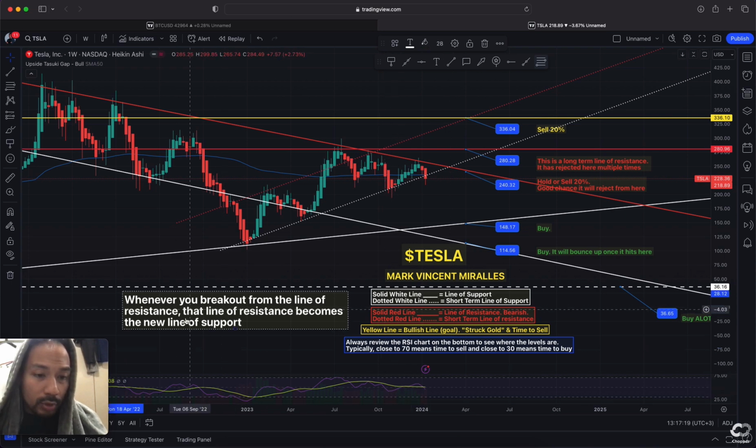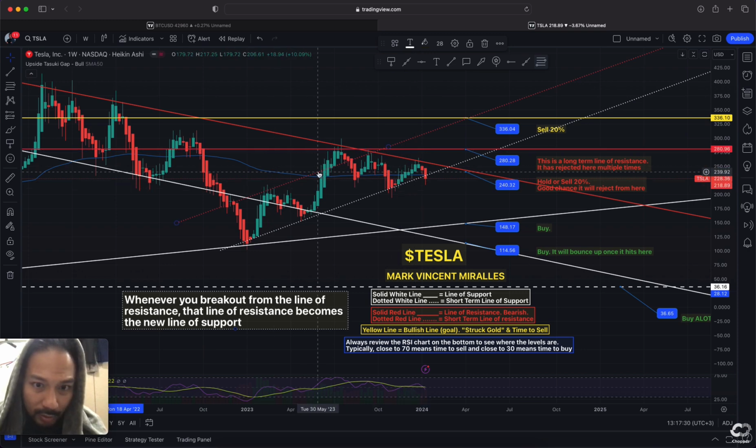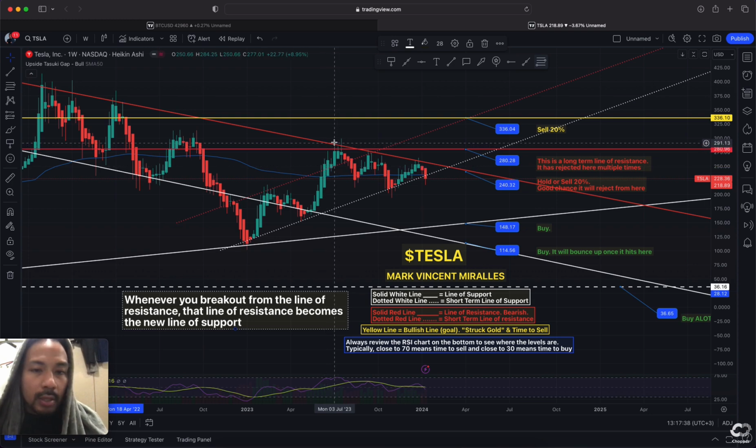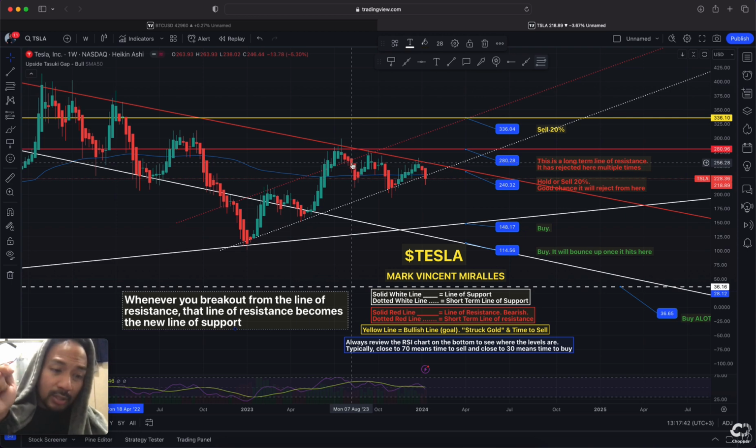And one rule to always follow: whenever you break out from the line of resistance, that line of resistance becomes your new line of support. So when we go past this red line here, if for example right here, when we went past this red line, now we came right back down, so this was a false breakout. But if we go past and we stay up, that means this becomes our new line of support. We expect it to bounce onto that line and bounce back up.